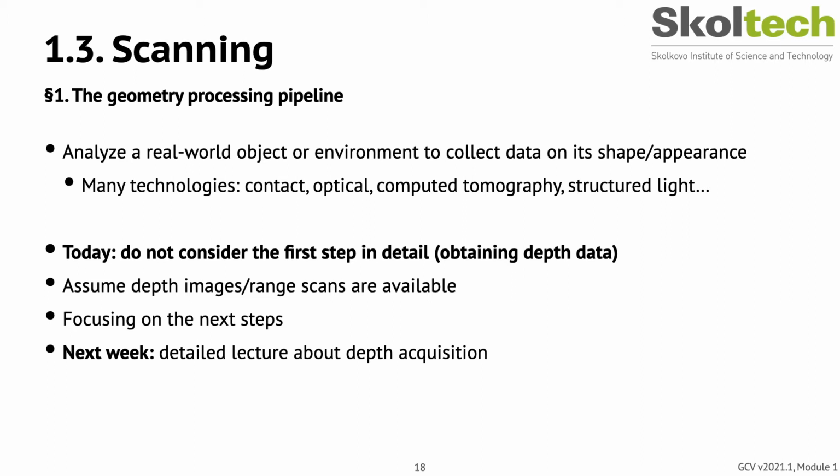Many technologies exist for 3D scanning that are either contact or non-contact. For example, a contact technology would be a coordinate measurement machine, which physically scans all of the points on the surface of the object, while an optical technology might use a photo camera to obtain images of the object. Additionally, some of the technologies are able to actually see inside the object, such as computed tomography, which is able to reconstruct the internal structure of the object, not only the visible surface.